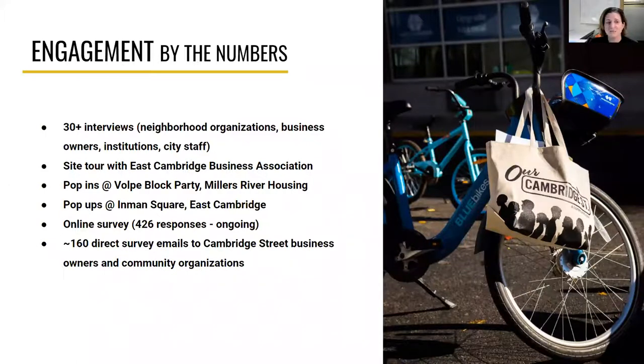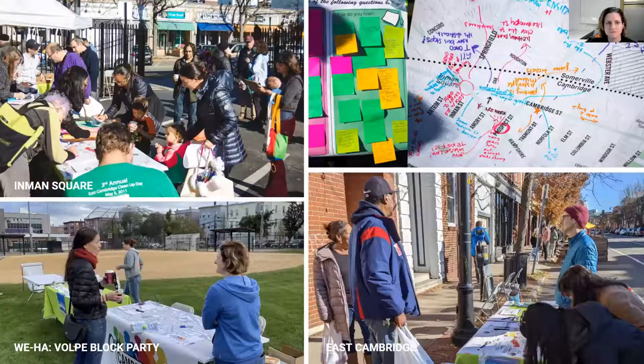So we've had pop-in events. We were at the Volpe Block Party. We went to Miller's River Senior Housing. We've been to Inman Square, more of the Wellington Harrington area, and also East Cambridge. And then, as I had mentioned, there is an online survey, and we've received so far 426 responses, it looks like, and that's ongoing and will be open through the end of the year. So if you haven't completed that already, please do so. Here are some photos of our engagement.